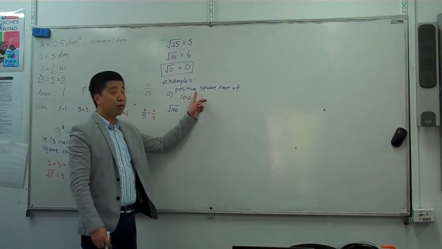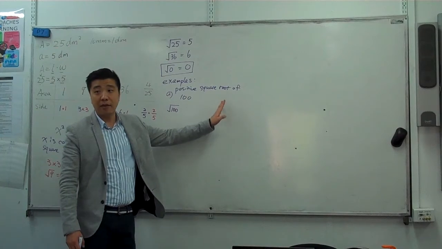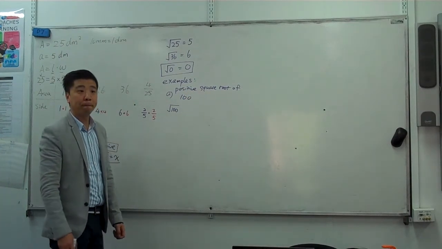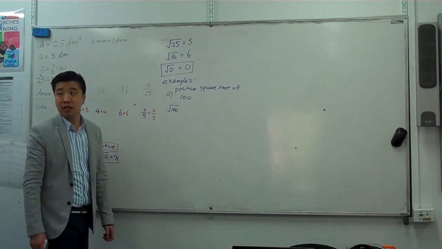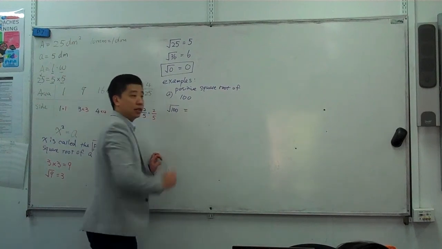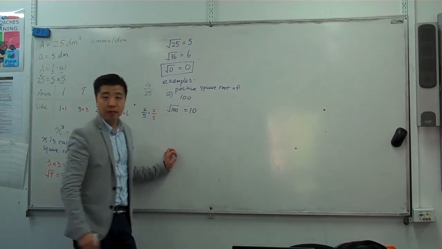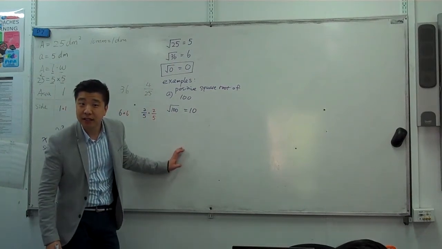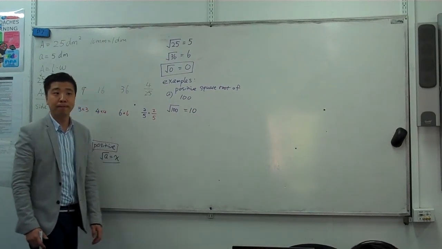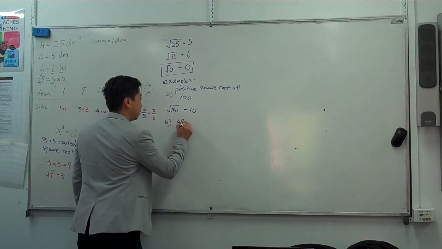And also, in some books, you can see they call that principal square root. It's the same thing. Principal square root and positive square root are the same thing. But you should not just say square root. Okay? Alright, tell me what is the answer? 10. The reason is 10 times 10 is 100. Very good. Now, we want you to do question B by yourself.